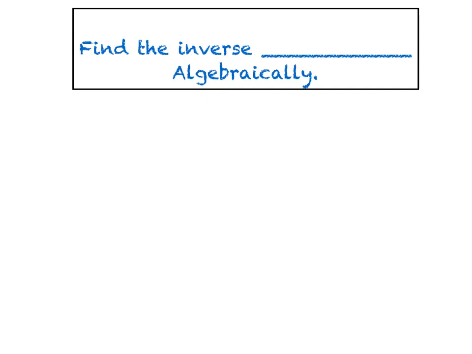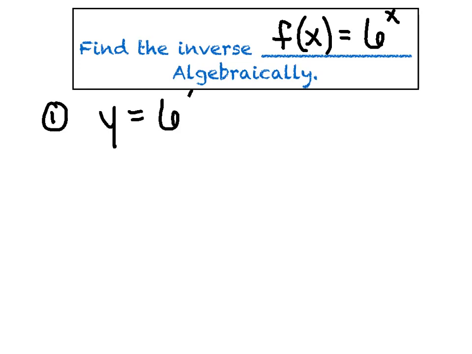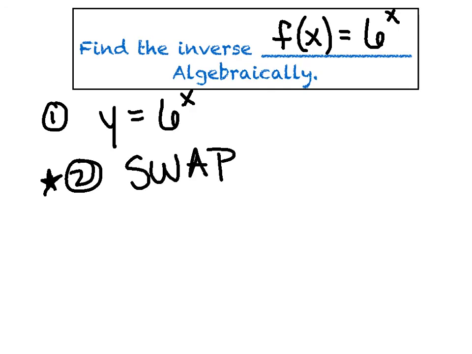Okay, last one of the night. We want to find the inverse of the function f of x equals 6 to the x. Now the big difference here is we are starting with an exponential function. Step number 1, we're just going to rewrite it so that it says y equals 6 to the x. Step number 2 is the most important one. No matter what kind of function it is, whether it's linear, quadratic, exponential, logarithmic, we've got to swap those variables. And we're going to say x equals 6 raised to the y power.